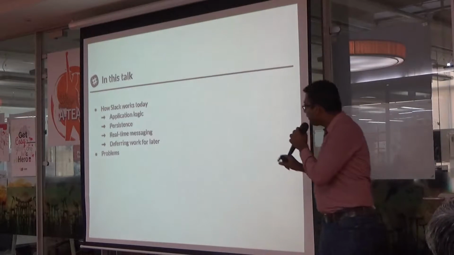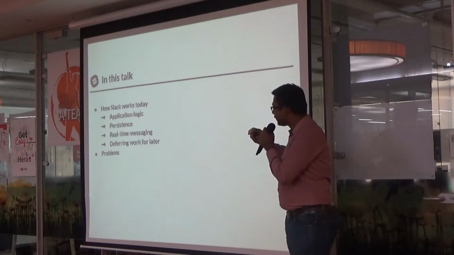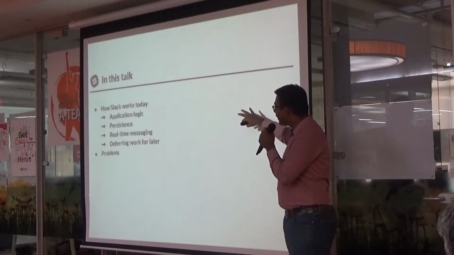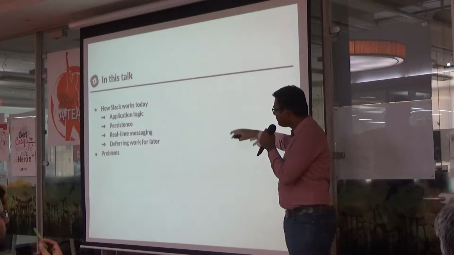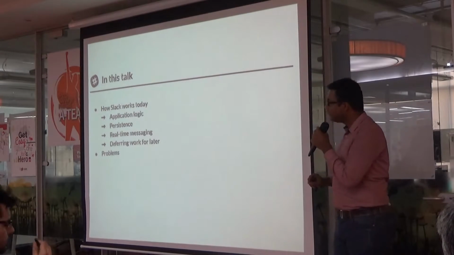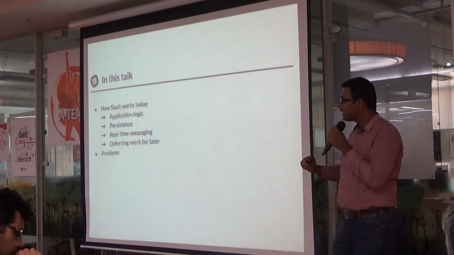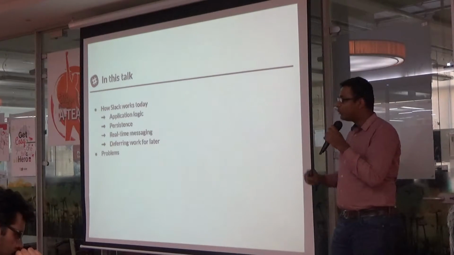So I'll be covering these topics in my talk. One is how in general Slack works, and the real-time messaging part of it, and some nuances of their architecture, and some of the problems they are facing with their current existing architecture and how they plan to solve it.